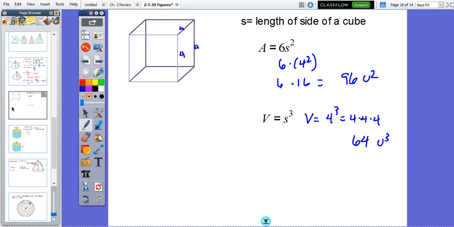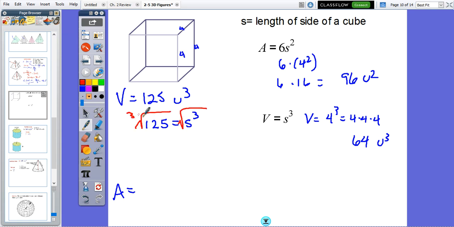Right? So what if the problem says, hey, I know that my volume is equal to 125 units cubed. I want to know my area. Well, we've got to figure out the length of one side first to find the area. So we say, all right, 125, what can we do with that? Now remember, the volume is 125, so that means 125 also equals s cubed. So, all right, I need s. So how do you get rid of a cube? You cube root it. So you ask, what number do I multiply 3 times with itself to get 125?